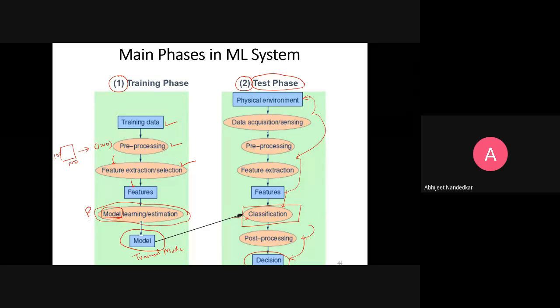So just remember these two things, training and testing. Data used during the training cycle is called training data, and data used during the test cycle is called test data. We will see more on this in subsequent chapters. Right now, just remember there are two main phases, the training phase and the test phase.